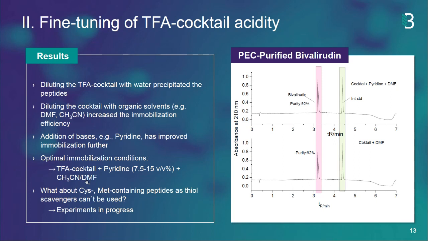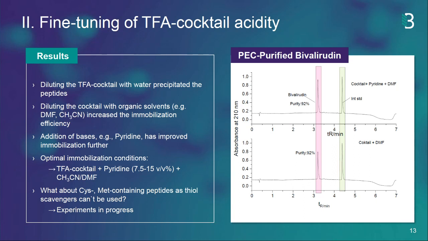So then the question arises, what happens if there are cysteine and methionine containing peptides in the sequence? Can we use thiol scavengers? Because till now we used DMF, we used TFA, TIS, water. We didn't use any thiols in the scavenger. Currently experiments are in progress. The initial results look quite promising, and we'll come up soon with how we can even use thiols in the scavenger and purify our peptides.